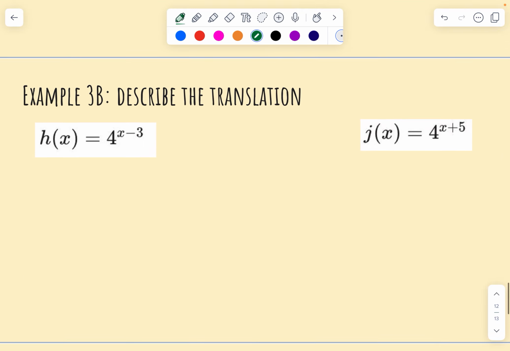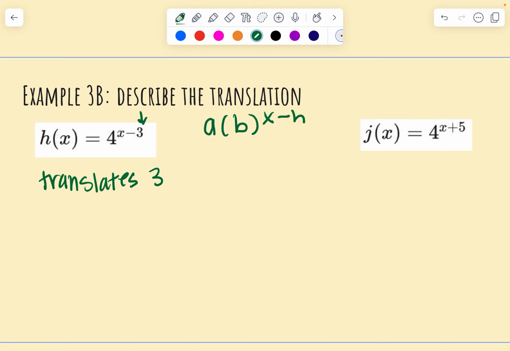Let's look at this one. Remember, the regular form of this is a to the b times the x minus h. So here I'm subtracting a positive number. Since I'm subtracting a positive number, it's moving to the right. So translates 3 units right.